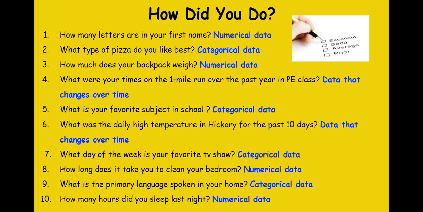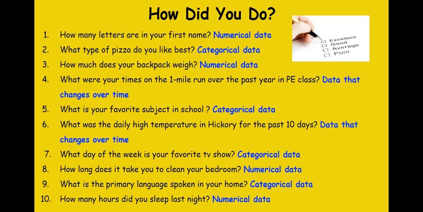Number 4, what were your times on the 1-mile run over the past year in PE class? That is data that changes over time. Number 5, what is your favorite subject in school? That would be categorical data. Number 6, what was the daily high temperature in Hickory for the past 10 days? That data changes over time. Number 7, what day of the week is your favorite TV show? That would be categorical data.